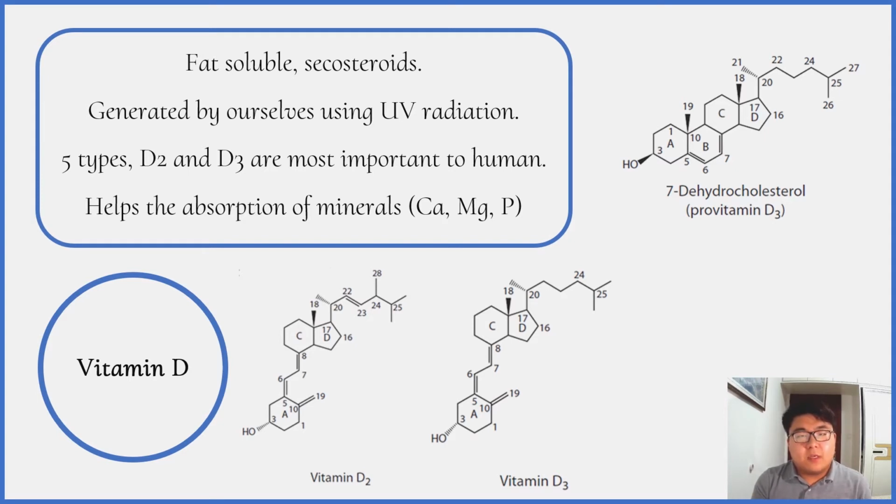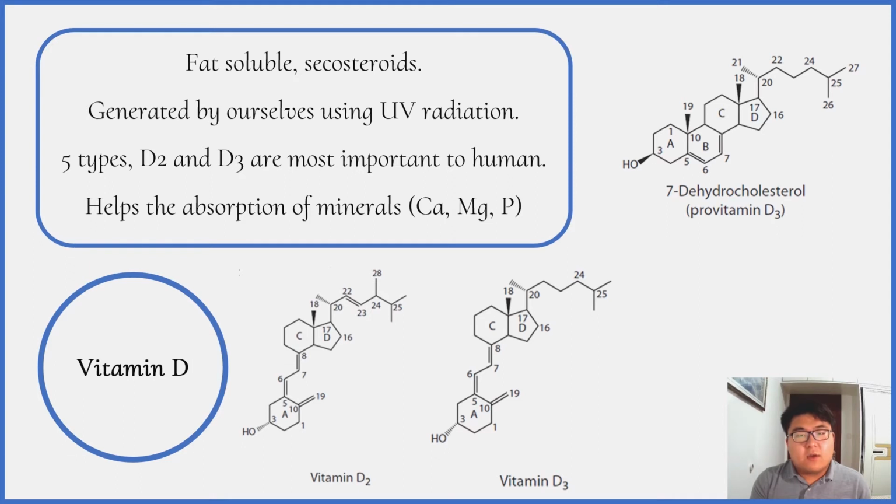There are a total of 5 types of vitamin D molecules. Among them, D2 and D3 are the most important ones because D3 is the type that is produced by our skin, and D2 is the one that is commonly produced by commercial means as either a fortification additive or dietary supplements.